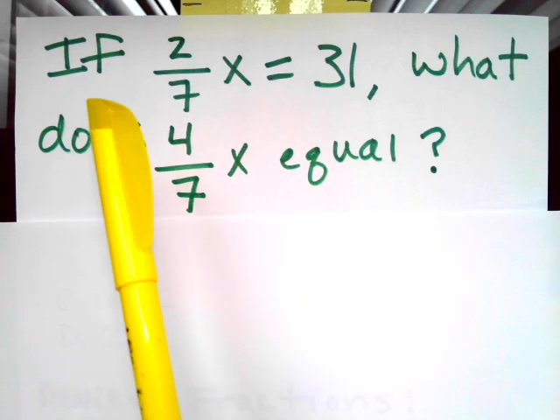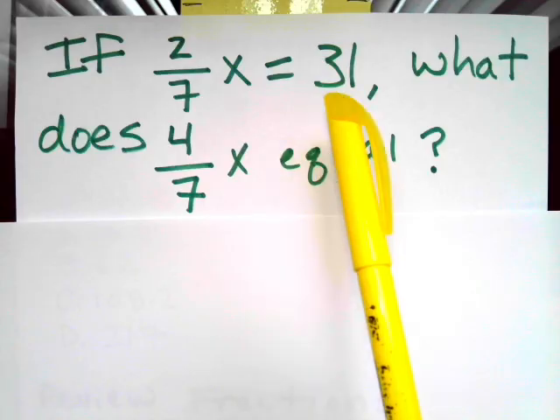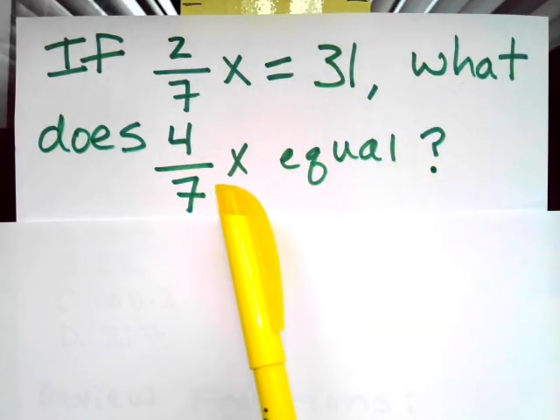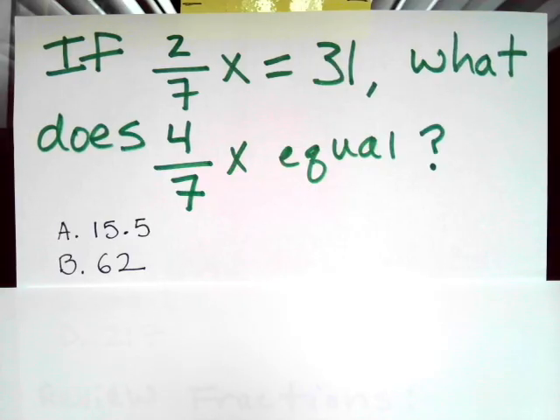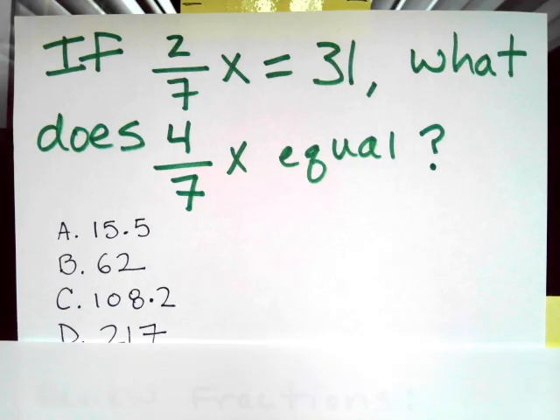Okay, I'm going to say it again. If 2/7 x equals 31, what does 4/7 x equal? A, 15 and 5/10, or 15.5? B, 62? C, 108 and 2/10, or 108.2? Or D, 217?